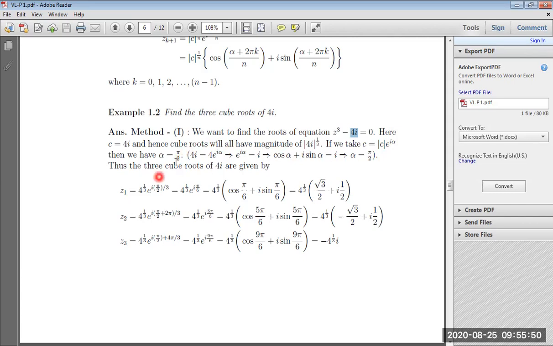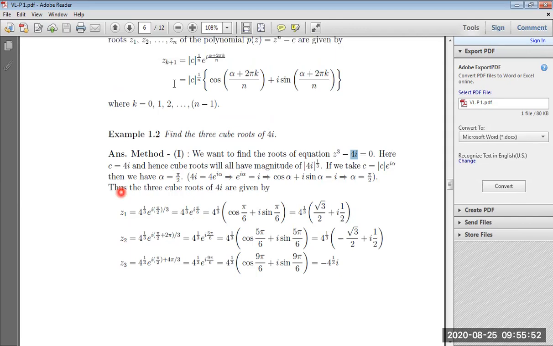Now, using this formula, z k plus 1 is equal to this. Now you can write the 3 cube roots in this way. So z1 is equal to, in this expression you have to take k is equal to 0. That gives z1 is equal to magnitude of c to the power 1 by n. What is the magnitude of complex number 4i? It is 4. Take its 1 by 3rd power, right? Into e to the power i alpha. But what is alpha here? Pi by 2, divided by 3, divided by n, like here. See, alpha plus 2 pi k upon n.